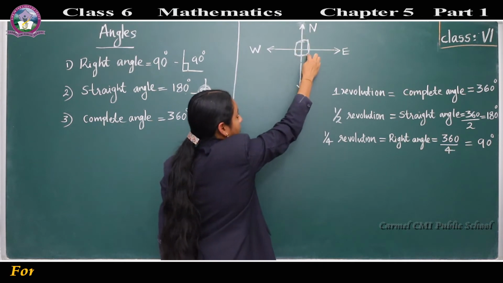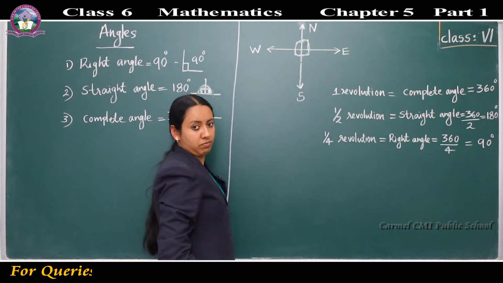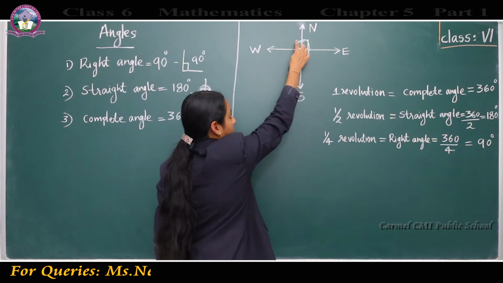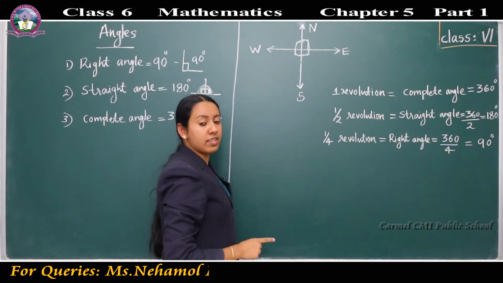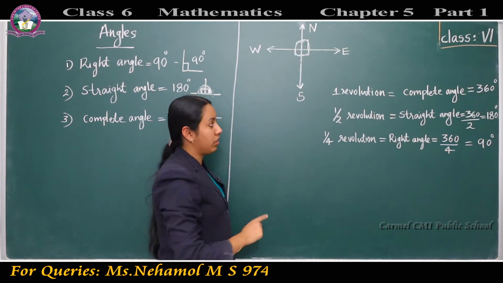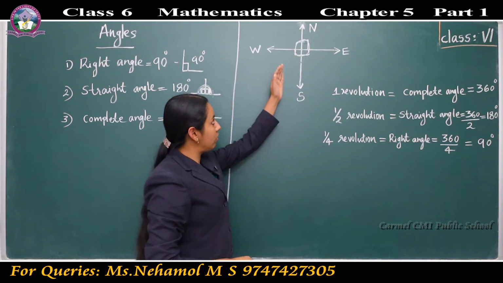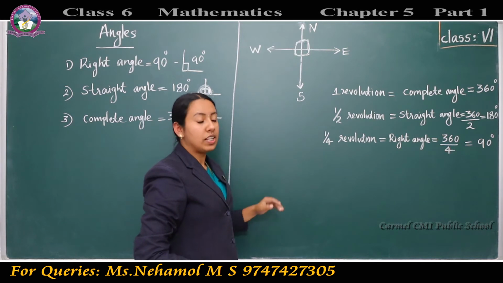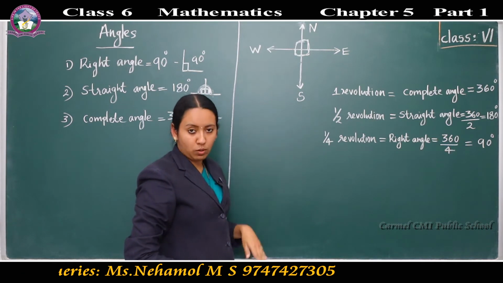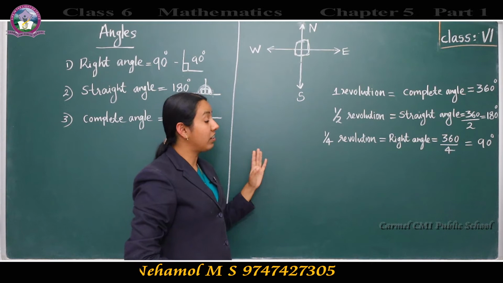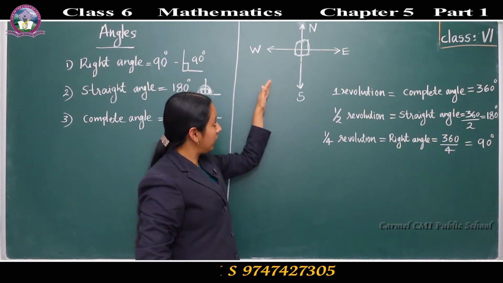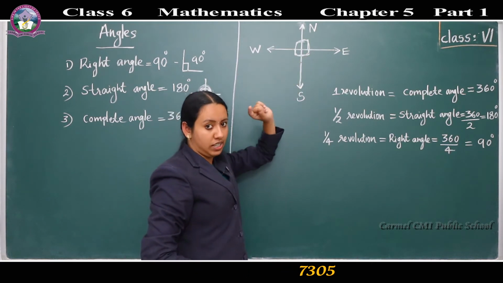We make one full round, and this is known as one revolution. Now this revolution is divided into 360 equal parts. We measure angle in degrees, so each part measures 1 degree.